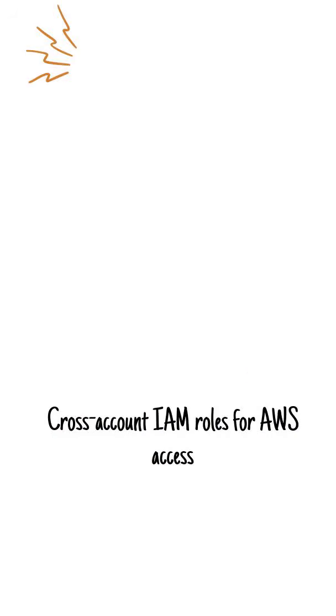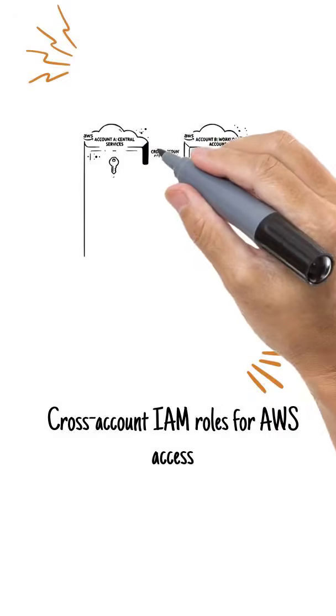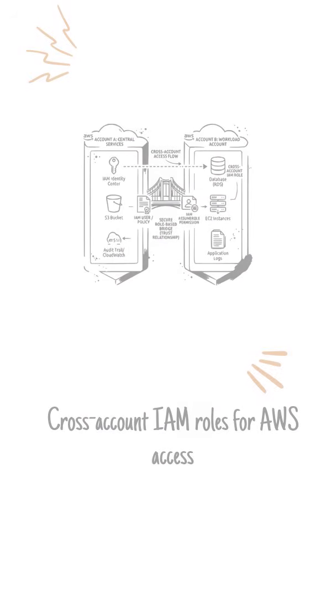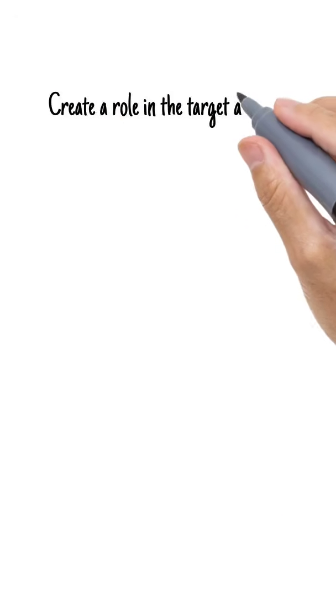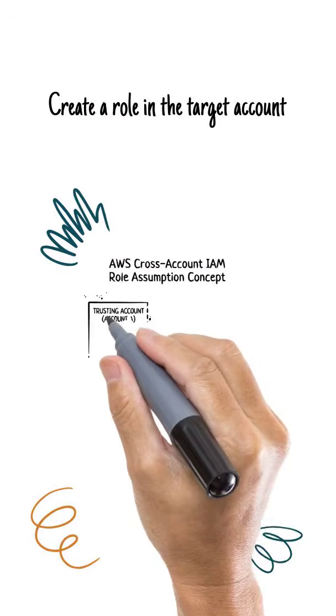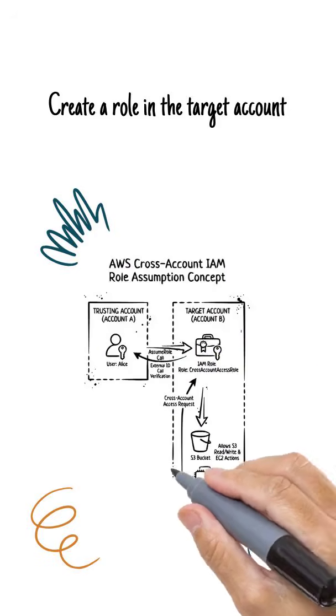When users need access to AWS resources in a different account, the standard solution is to use cross-account IAM roles. Instead of creating long-term credentials in every account, you create a role in the target account and allow trusted users or roles from another account to assume it.